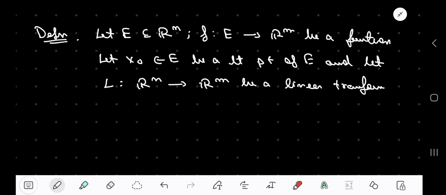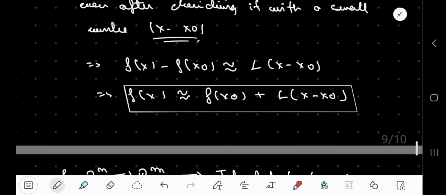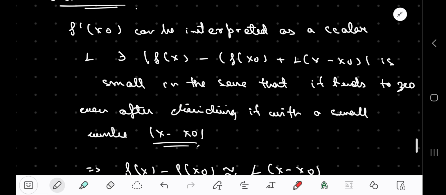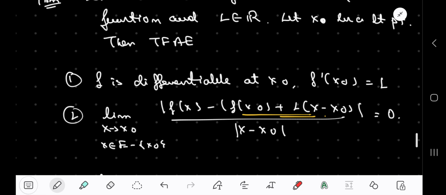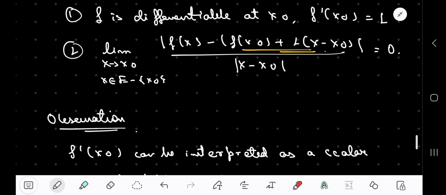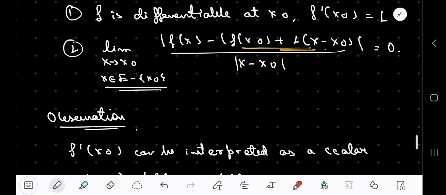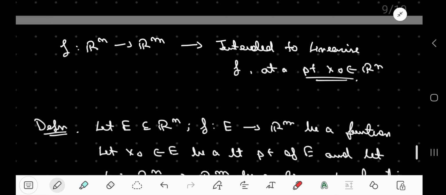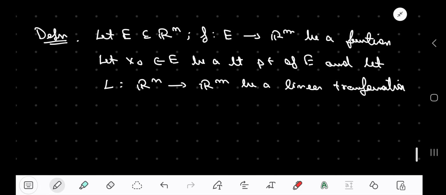One thing, in the previous example I had omitted the fact that I need x naught to be in E. I actually need x naught to be in E here, where I said x naught be a limit point of E. I need x naught to be inside E, otherwise the definition of this limit, how we have defined this limit, needs x naught to be in E. So we have x naught in E to be a limit point, and then L from Rn to Rm is a linear transformation.